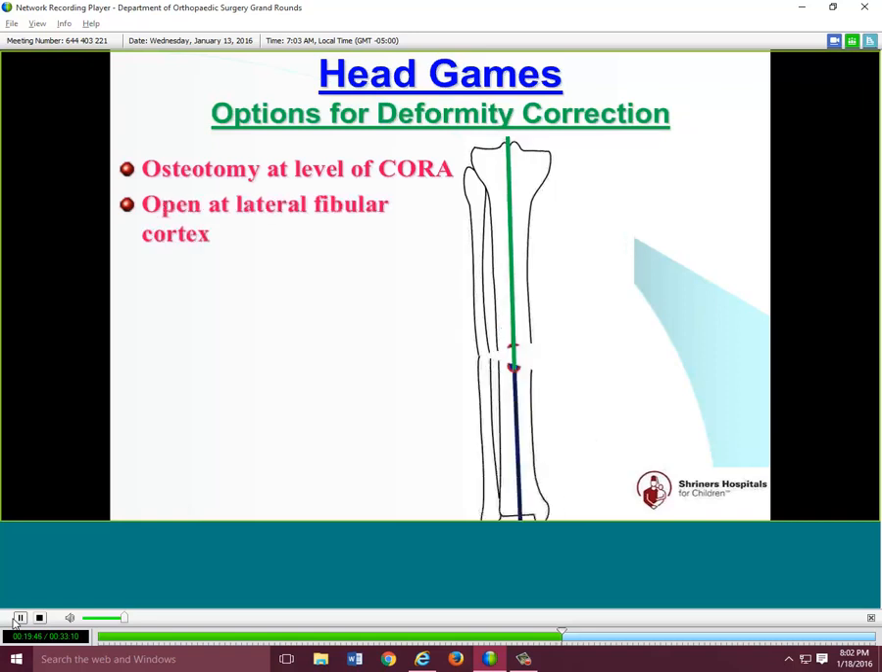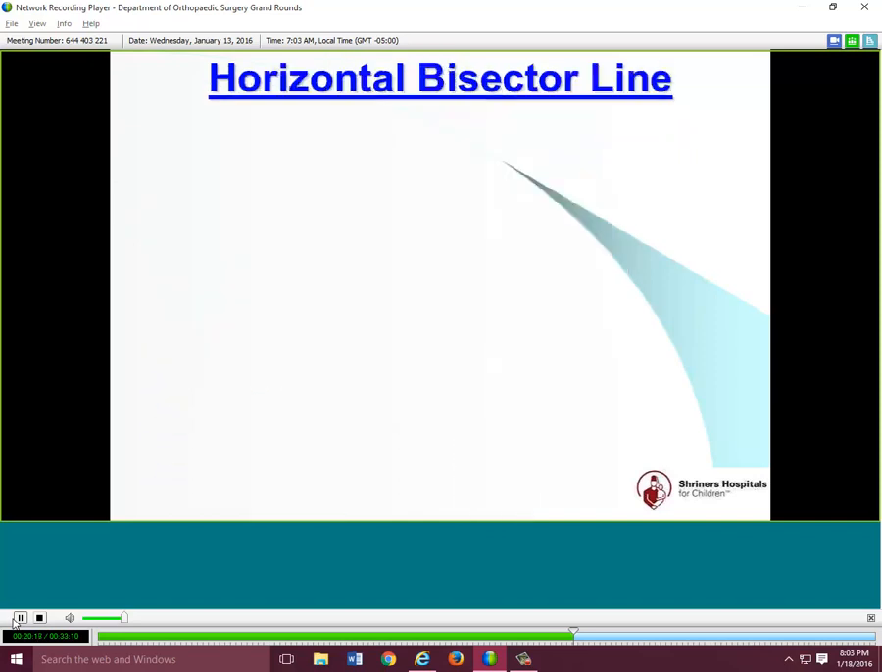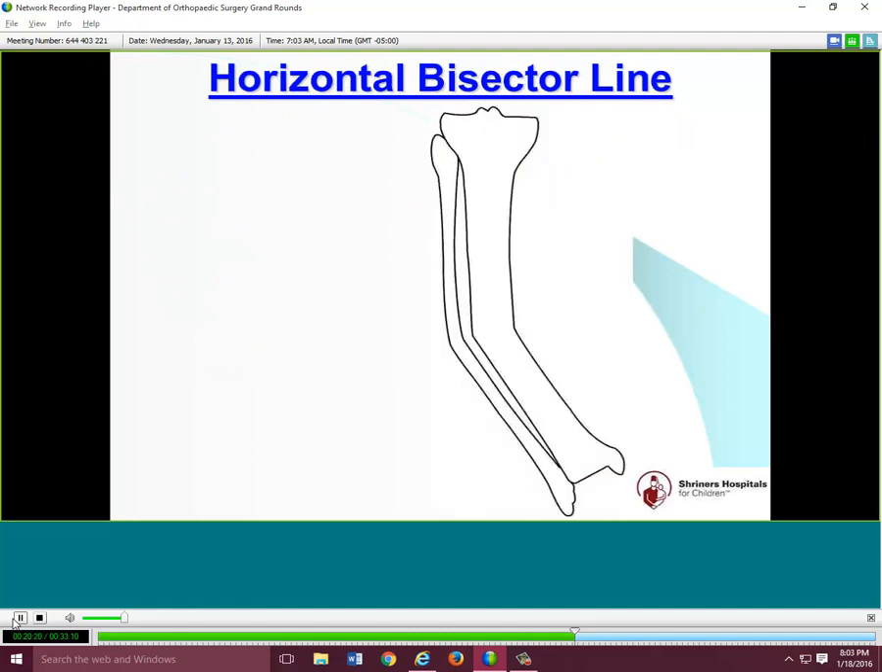Like that. Well, that's really easy to do, except where do you need to hinge to get things to correct? Because if I chose a different point to hinge it, so this is now a big opening wedge osteotomy, but if I chose the wrong place, instead of there I decided to hinge it there, I'd have this instead. I would still have my knee parallel to my ankle, but there'd be an offset, and I'd be creating a deformity. So how do you know where to hinge it? And that introduces something called the horizontal bisector line.